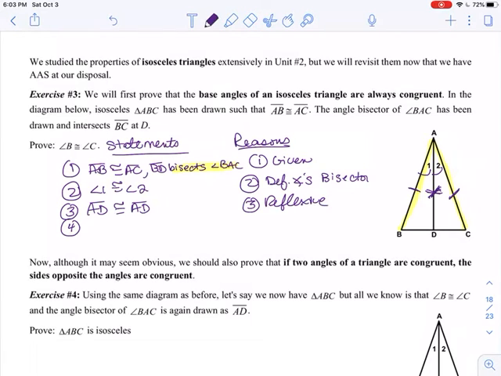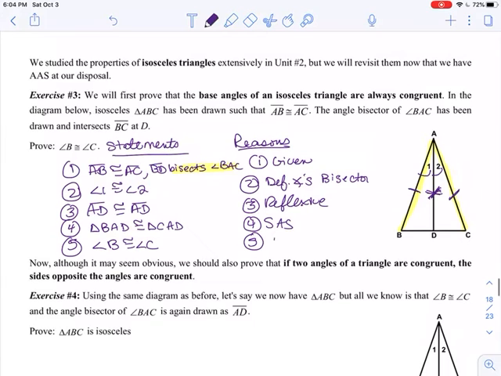Now look at your picture. Do you have one of the methods that we've learned to say the triangles are congruent? You sure do. Triangle BAD is congruent to triangle CAD by side angle side. Once the triangles are congruent, the rest of the corresponding sides are congruent, and the rest of the corresponding angles are congruent. So now I can say that angle B is congruent to angle C by CPCTC.